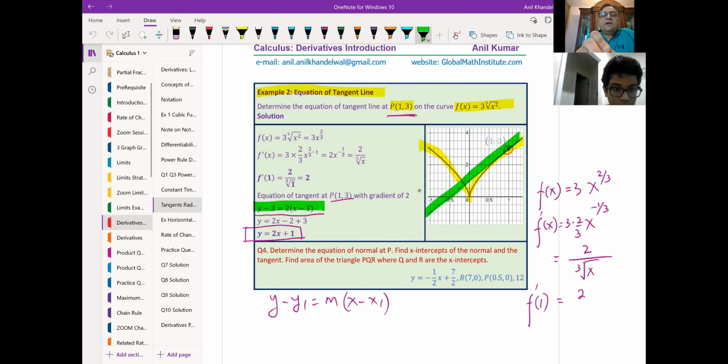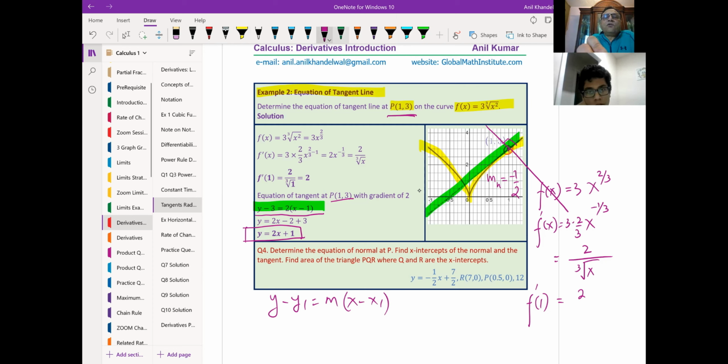So basically, now we are trying to find the normal at P, right? If I draw a normal at this point, it will be kind of like this, at right angles to the tangent. So the normal slope will be what? Let me write down: slope of the normal will be minus half, the negative reciprocal of 2. We know the point and we can find the equation of the normal.